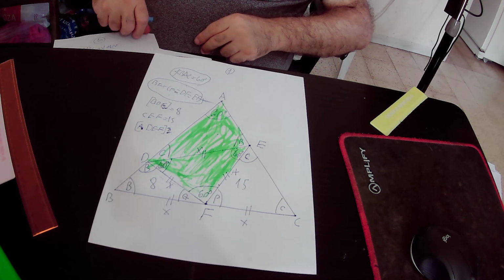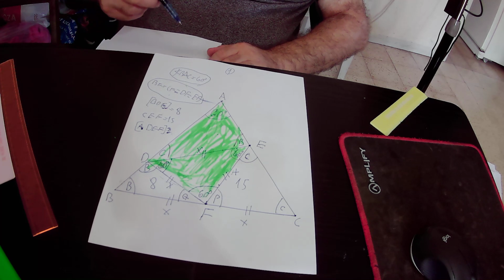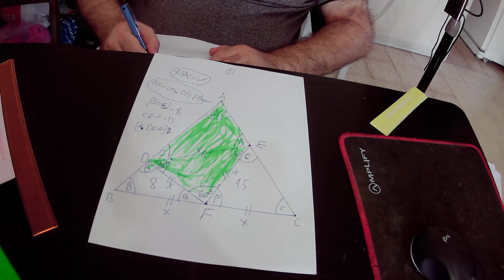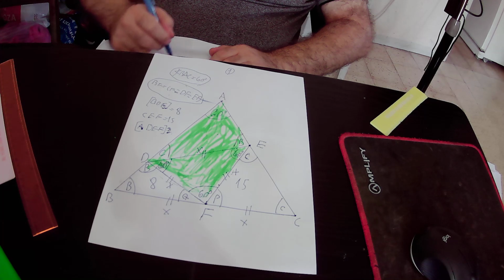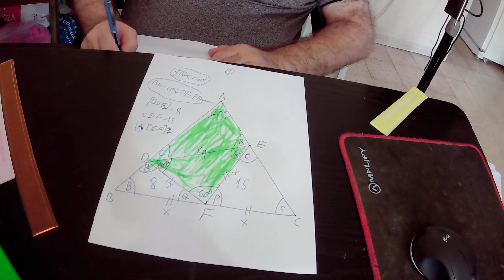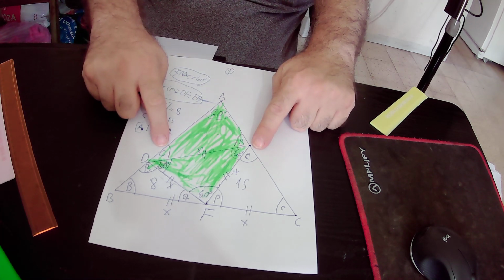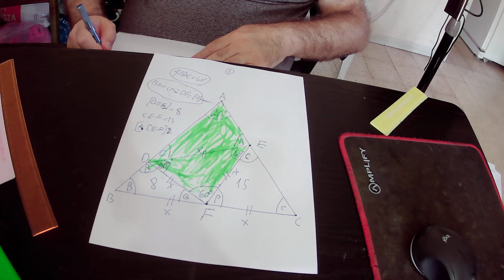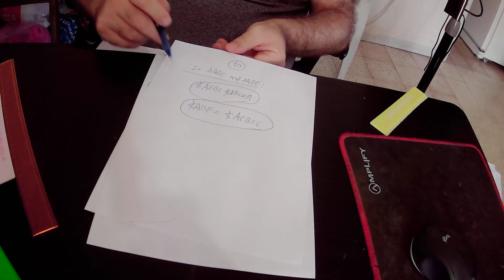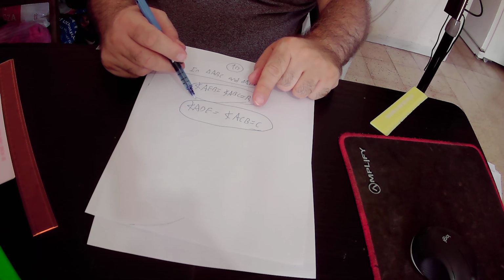And then we have angle ADE in triangle ADE, which is equal to angle ACB in triangle ABC, and both those two angles are equal to C.